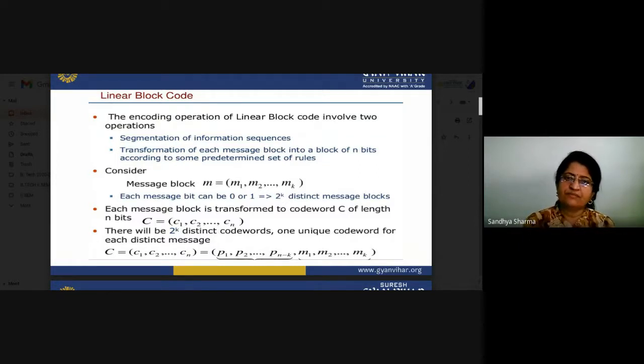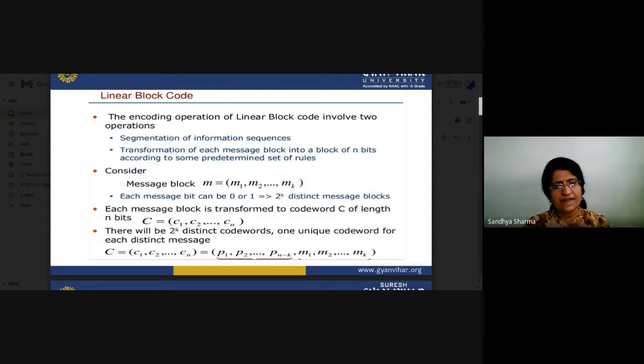First of all, suppose we consider a message block m equal to m1, m2, m3 up to mk. These are the bits in the message block. Each message bit can be 0 or 1, so this is a combination of bits, and there are 2 raised to power k distinct message blocks. Each message block is transformed into the code word C, that is C1, C2 up to Cn. So there will be 2 raised to power k distinct code words, one unique code word for each distinct message.